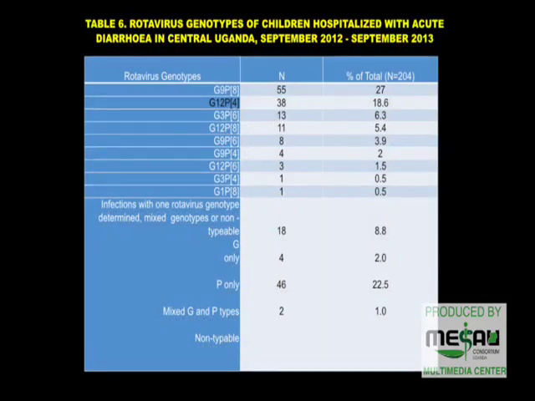What we found interesting was that G9P8 and G12P4 were the most prevalent genotypes circulating in the children. We found a high prevalence of mixtures, but G12P4 was not previously reported in the previous studies.